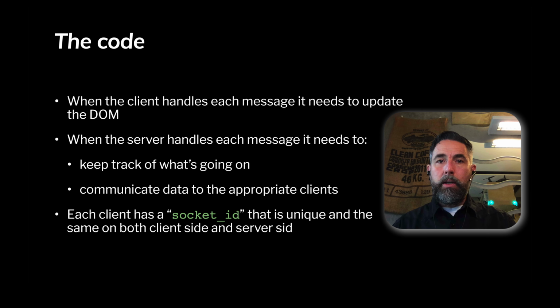Meanwhile, in the code, as I mentioned, when the client handles a message, it's going to basically need to update the document object model. That's the primary thing that the client does. It receives messages from the server and it changes what it shows to the user. And it also takes events from the user, like clicking on buttons, and sends messages to the server based on what the user has indicated through their interaction.